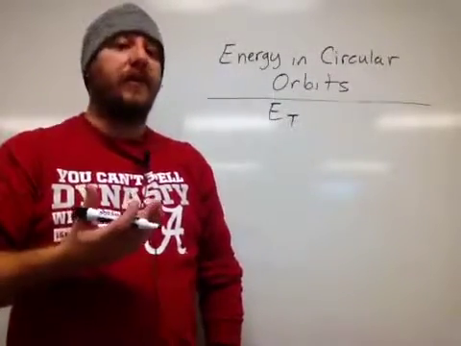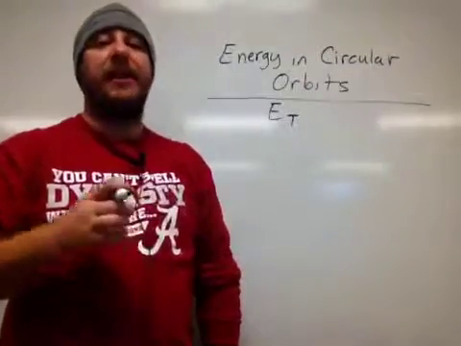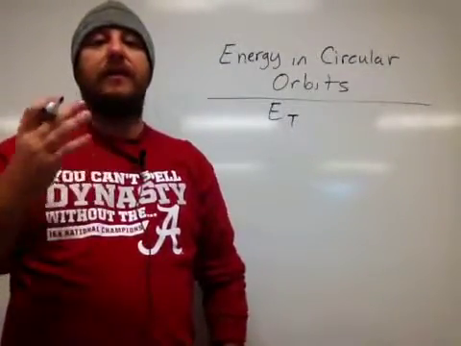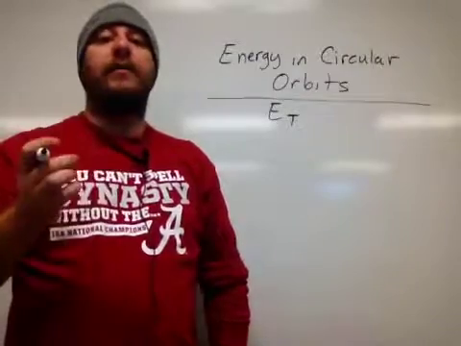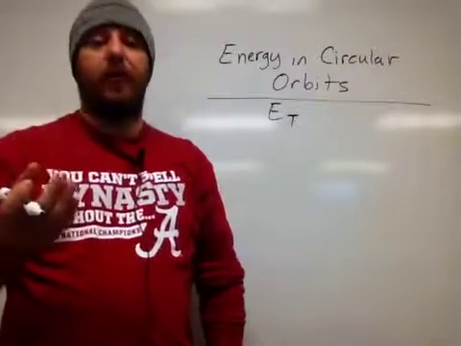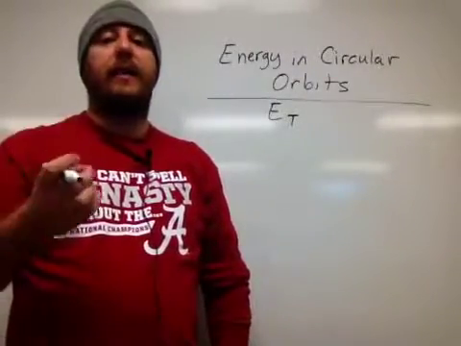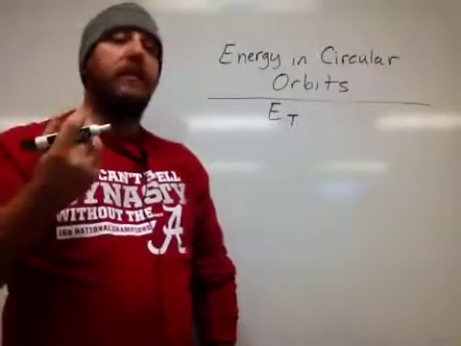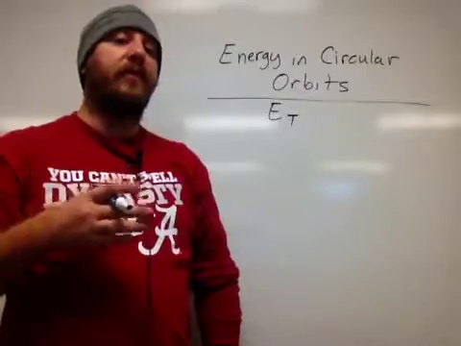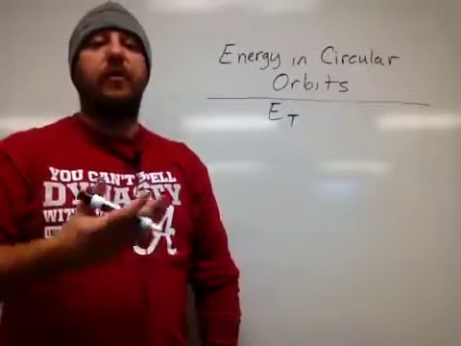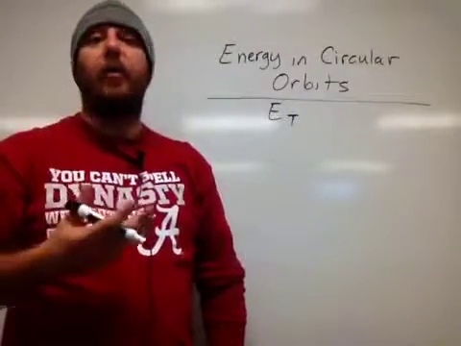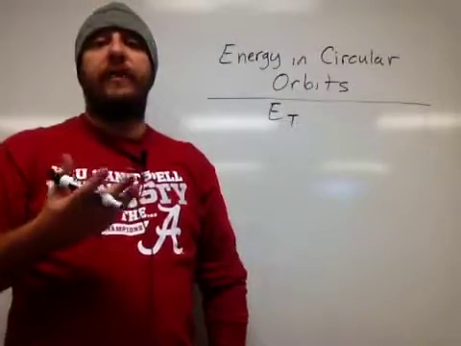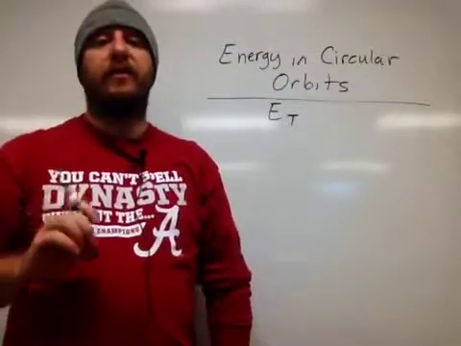Now, we already know what the potential energy of an orbit is. It's negative G times the mass of the object that's being orbited, times the mass of the object that's doing the orbiting, divided by the radius of the circle that describes the orbit. And the kinetic energy is going to be 1/2 mv squared. So we need to develop an equation for v squared, so that we can compare it to the potential energy.